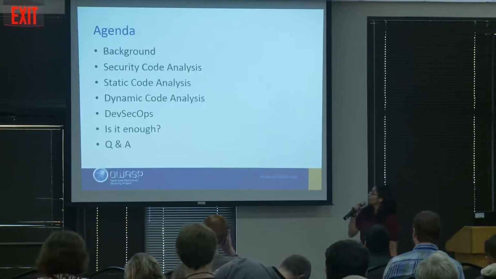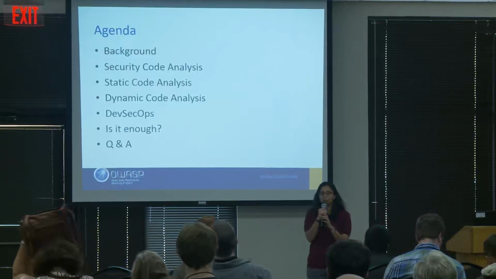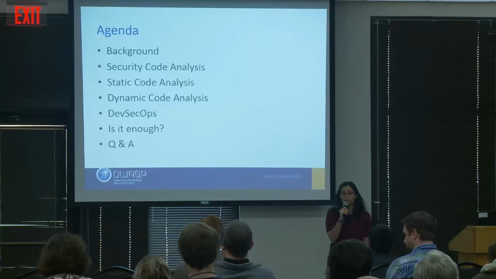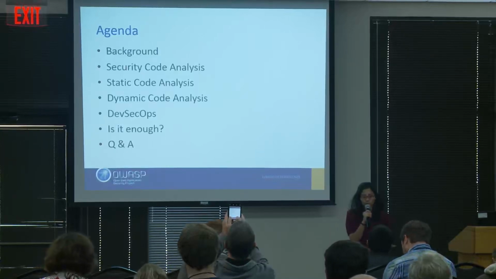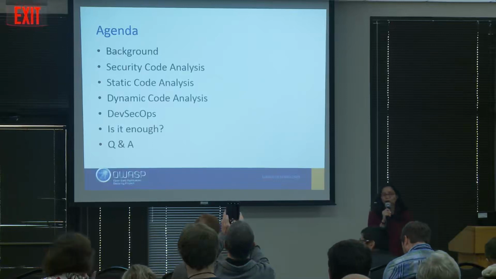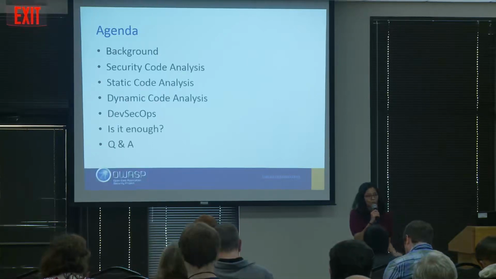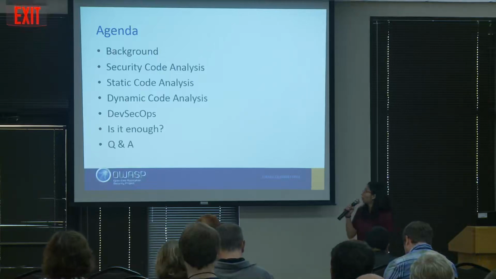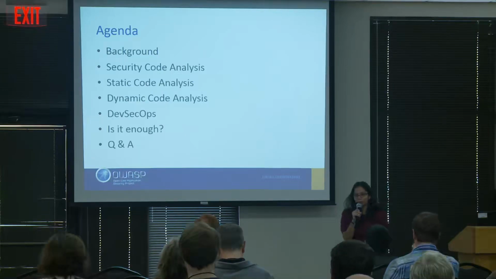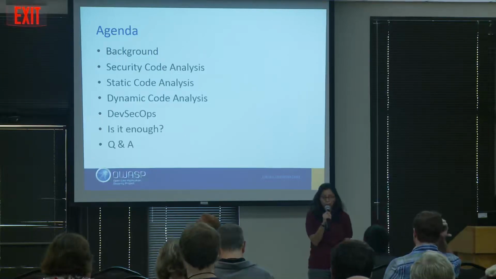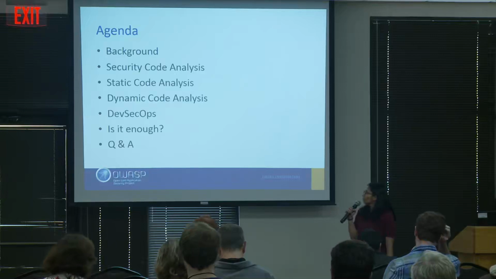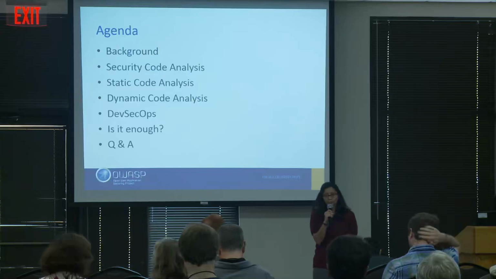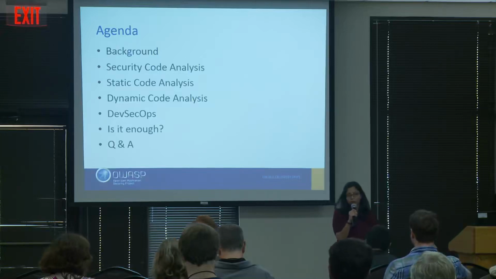So this is the agenda of our talk. We'll start off with some background, then we'll jump onto what is security code analysis, and we'll talk about different strategies of security code analysis. We'll talk about static code analysis and dynamic code analysis. And then we'll also talk about DevSecOps and how you can integrate security code analysis into your DevSecOps model. Then towards the end, we'll talk about if security code analysis is enough for you or do you need more? And of course, we'll take questions along the way or towards the end.